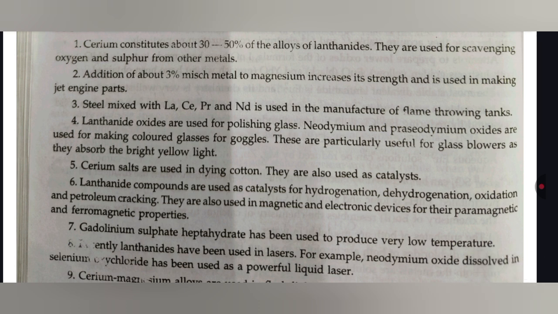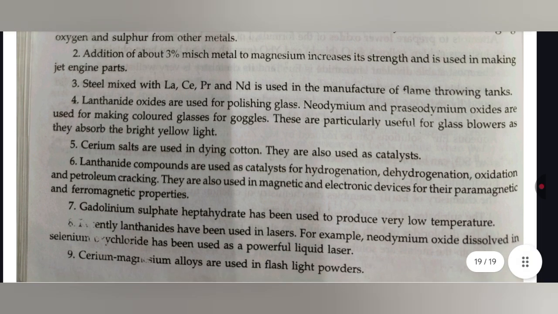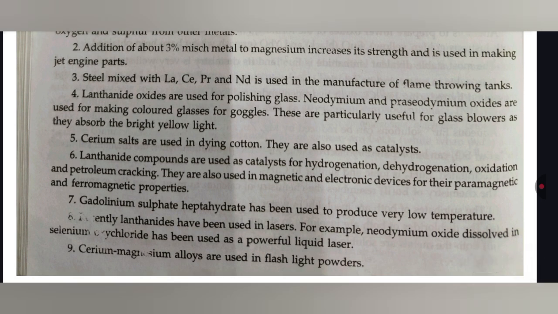Second is addition of about 3% of mischmetal to magnesium, which increases its strength and is used in making jet engine parts. Third is steel mixed with La, Ce, Pr and Nd, which is used in the manufacture of flame throwing tanks. Fourth is lanthanide oxides are used for polishing glass. Neodymium and praseodymium oxides are used for making colored glasses for goggles. These are particularly useful for glass blowers as they absorb the bright yellow light. Fifth is cerium salts are used in dyeing cotton. They are also used as catalysts.